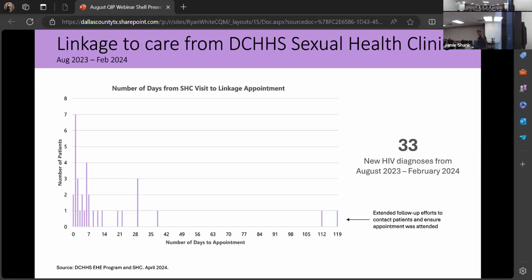And yes, there is a large variety of days that it takes to get linked to an appointment. This could be due to a multitude of reasons. It can be very hard to maintain communication with people who are newly diagnosed. So that's why we have some of these outliers here. They just required extended follow-up efforts to make sure that they actually had an appointment and attended. But there's a large cluster showing that most people were able to get linked to care within a month.